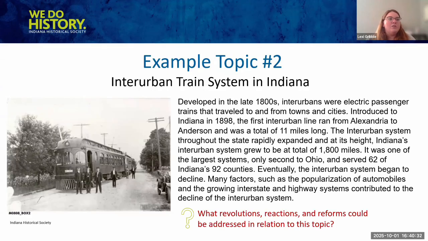So with trains, you could have them think about how trains or the interurban train system revolutionized travel, or how it was an electric passenger train, so how that was revolutionary for the time period. Give students the opportunity to explore a variety of topics, and there will be a theme connection that they could find. It just might take a little bit more time to dig through that topic.